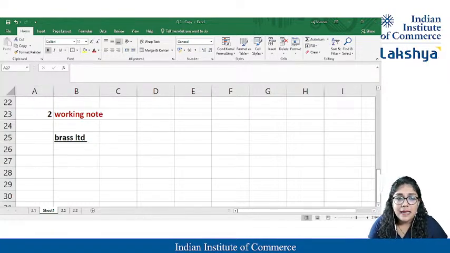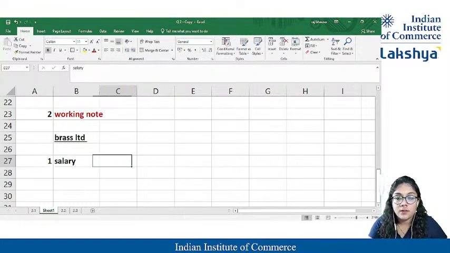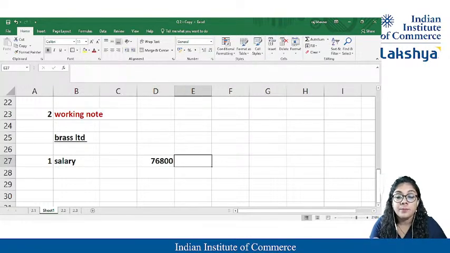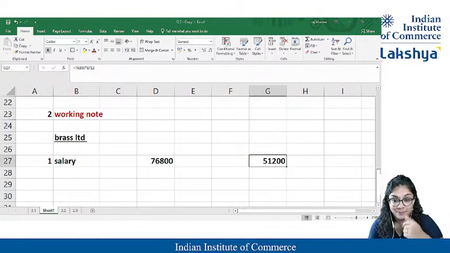The first thing over there, let's see the salary they have given. The first point, salary was how much? If you check the question, it is 76,800, and yes, 76,800 is the salary, but I stayed in that company only for 8 months. So it's 76,800 into 8 by 12. This will be my income if I am working there only for the period of 8 months.